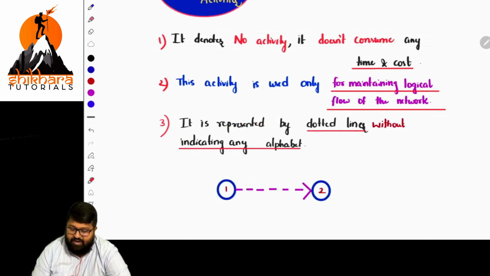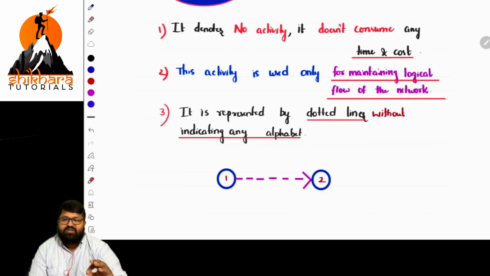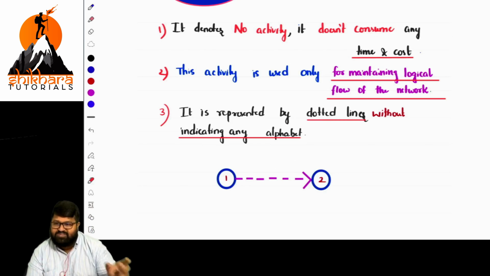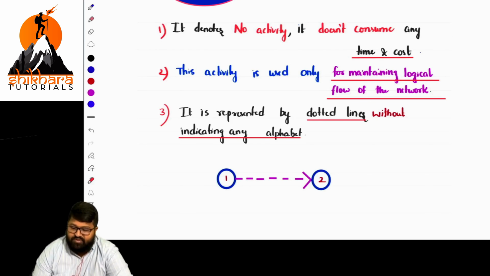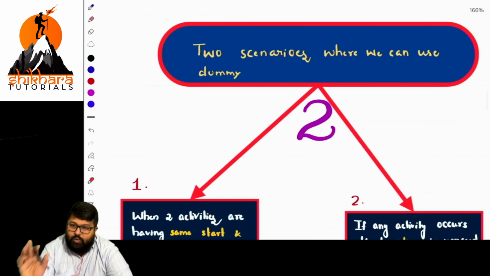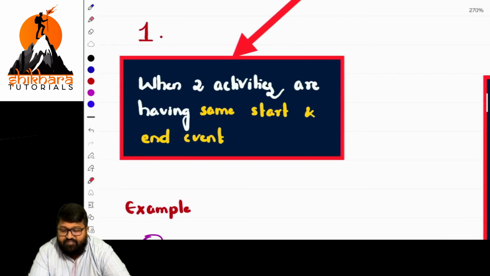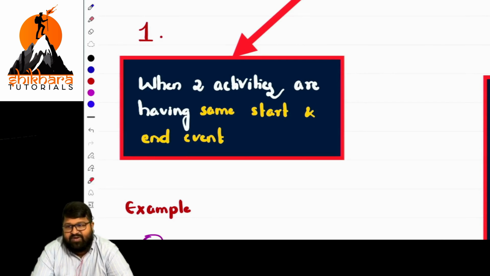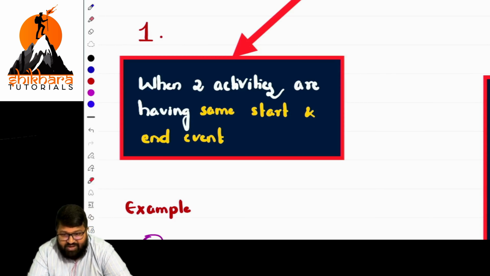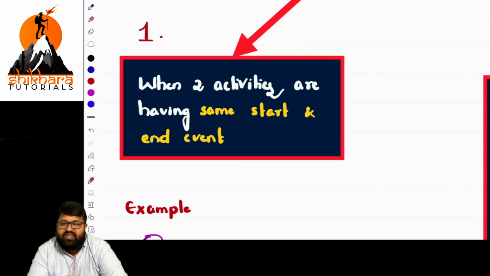You can also label it as a dummy if you want. If you give a letter for it, note it as a dummy, or better, write dummy. If you have more than one dummy, you will give dummy 1, dummy 2, dummy 3, and so on. Next, there are only two cases where we use dummies. What is the first case? When two activities have the same starting and the same ending event, then we use a dummy.